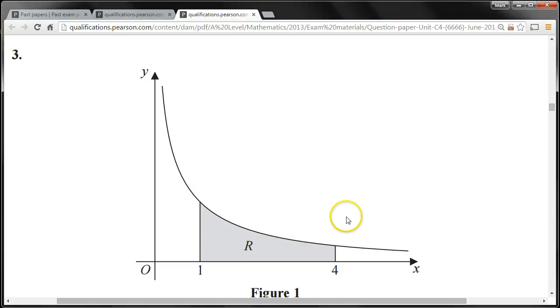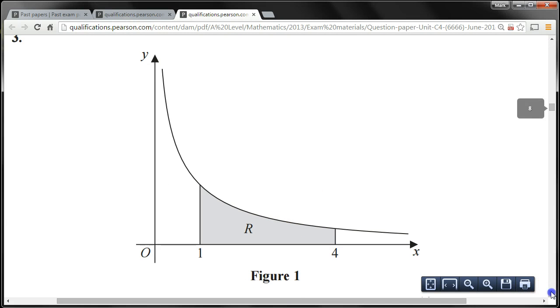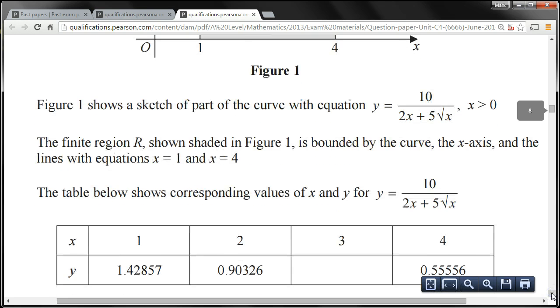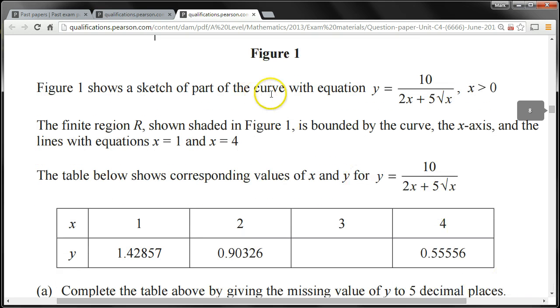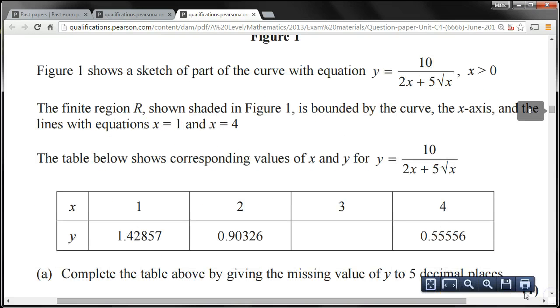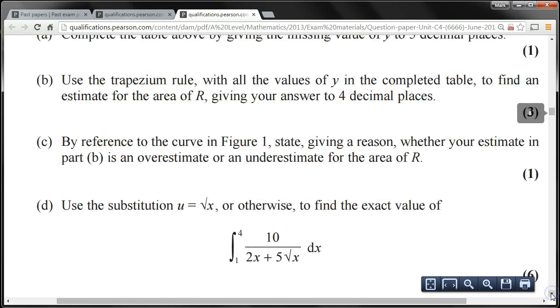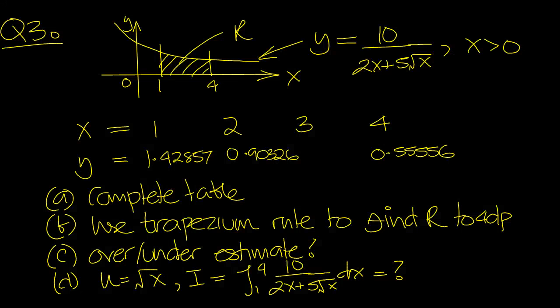Here's the question then, the picture. Region R. Here's the trapezium problem. Part A, which is part B, and then part C and part D. Okay, I've got it all summarized here. Let's have a look at it then.